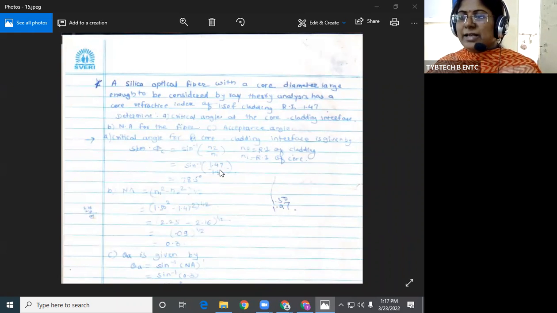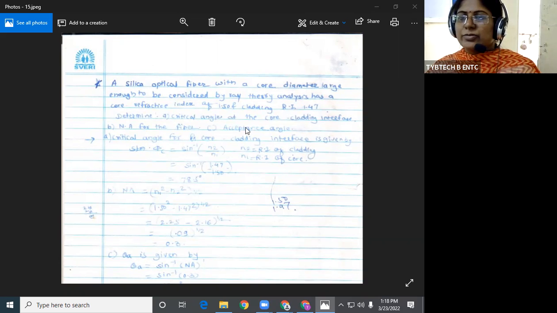So sine inverse of 1.47 divided by 1.50 is equal to 78.5 degree. Don't forget to write the unit here. Okay, 78.5 degree. Now look here, the critical angle value has come around 80, as I told you.